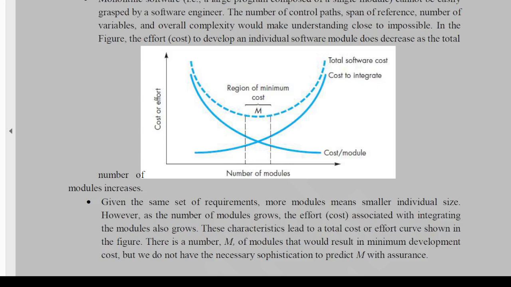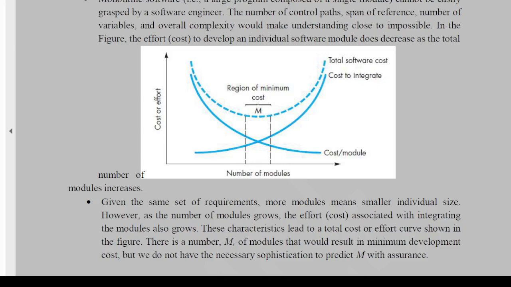Here on the x-axis, number of modules, and on the y-axis, cost or effort. As the number of modules increases, cost or effort reduces. At the minimum number of modules, there is a region of minimum cost M. And if we are producing more modules, the cost also increases. So we have to maintain a minimum number of modules to reduce the complexity of the problem, and it automatically decreases cost or effort.